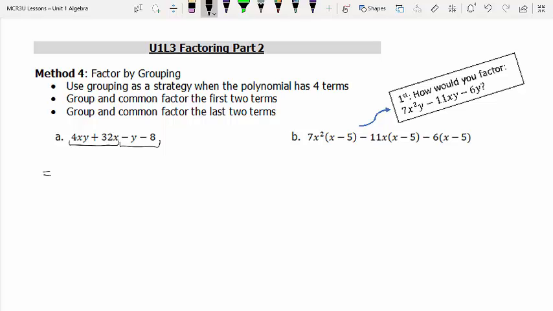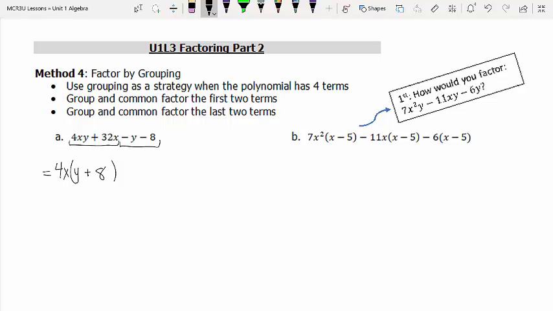4xy plus 32x. Both of those can be divided by 4, and there's an x in both terms. So my common factor here is 4x, and then what's left in the first term when we divide it by 4x is just y, and in our second term, we're left with just 8.